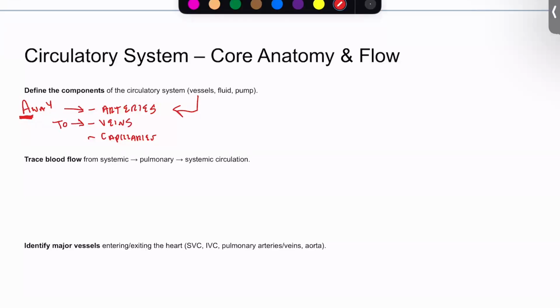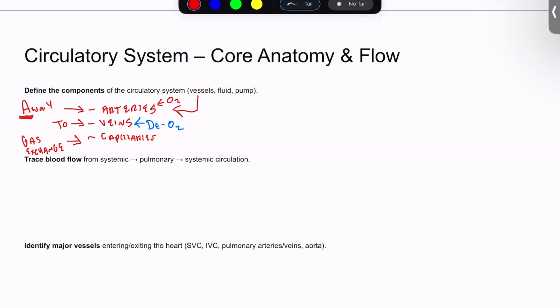Then capillaries are going to be the site of gas exchange, as well as nutrient exchange. And then just remember that veins carry our deoxygenated blood, arteries carry our oxygenated blood, except when we get to the pulmonary circulation. We have that one part where we have a pulmonary artery, which has deoxygenated blood going to the lungs, but it's still going away from the heart. So even though it has deoxygenated blood, it's still going away. So that's why the pulmonary artery is named an artery.